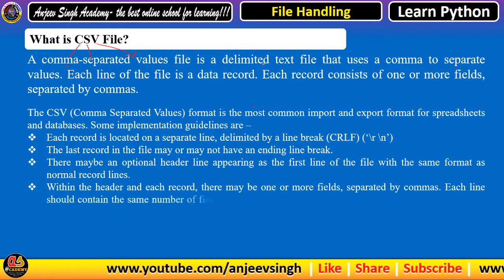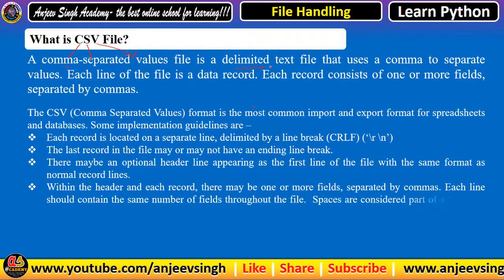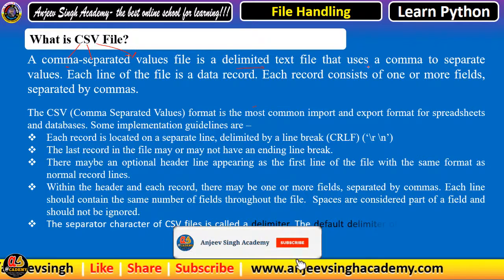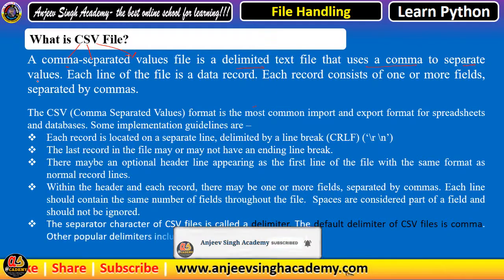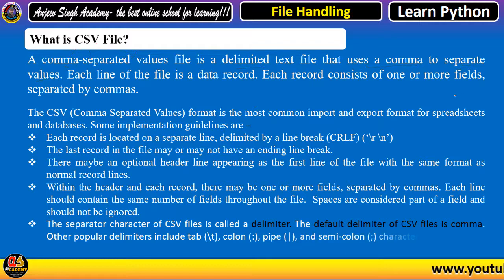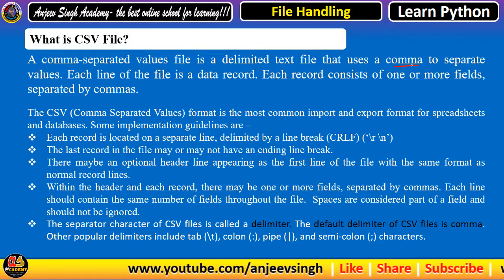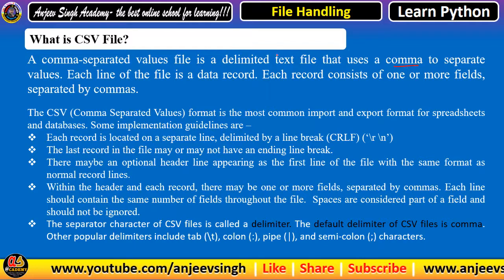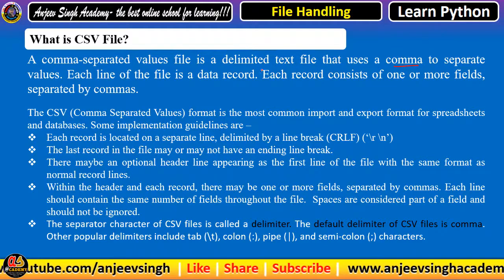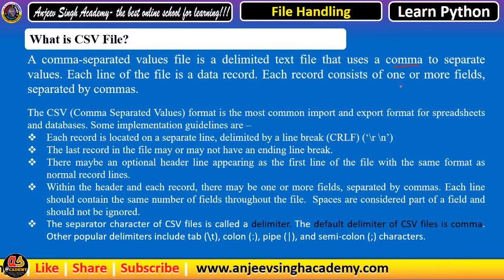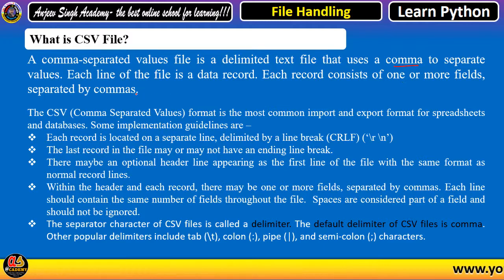This file is a delimited text file. It is known as a delimited text file because it uses a comma to separate values. Multiple values are separated with the help of a symbol, a fixed symbol, and the most commonly used symbol is the comma. That's why it is known as a delimited text file. Each line of the file is a data record in a CSV file, and each record consists of one or more fields separated by commas.